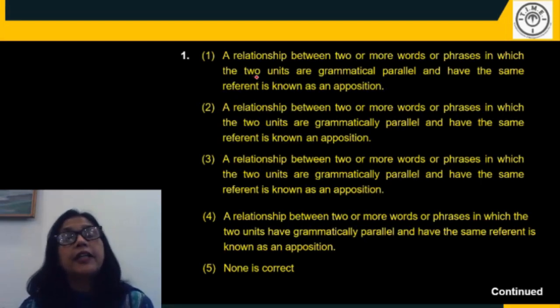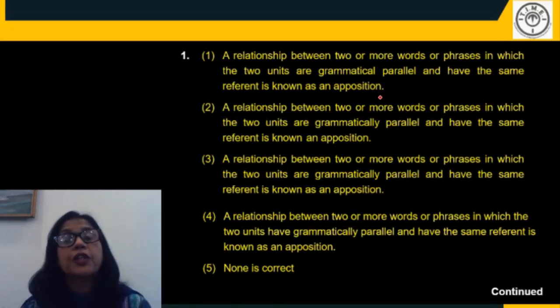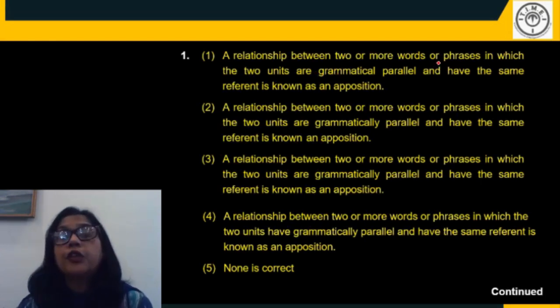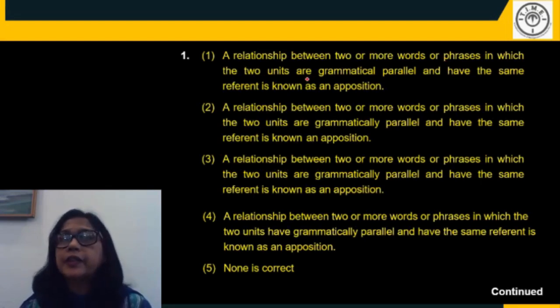A relationship between 2 or more words or phrases in which the 2 units are grammatical parallel and have the same referent is known as an apposition. Now read carefully. A relationship between 2 or more words or phrases, nothing wrong till here, in which the 2 units, correct, are grammatical parallel. Here is an error.